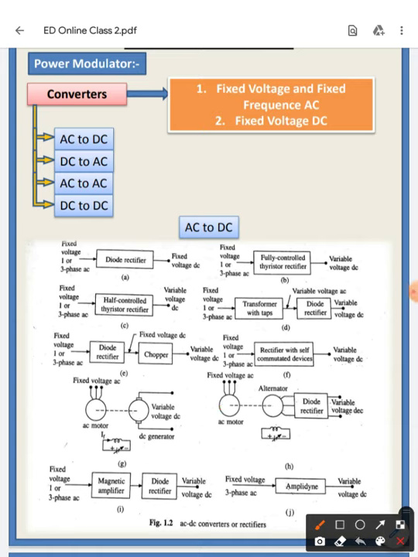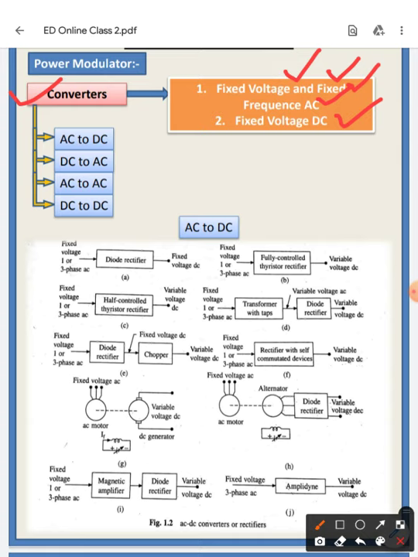So power modulator has one part, which is the converter. So what is the converter? What is the function of your converter? The converter is a device which will supply fixed voltage and fixed frequency AC voltage. Next, it can also supply fixed voltage DC. So these are the basic two things we will get from the converter. So that is the function.